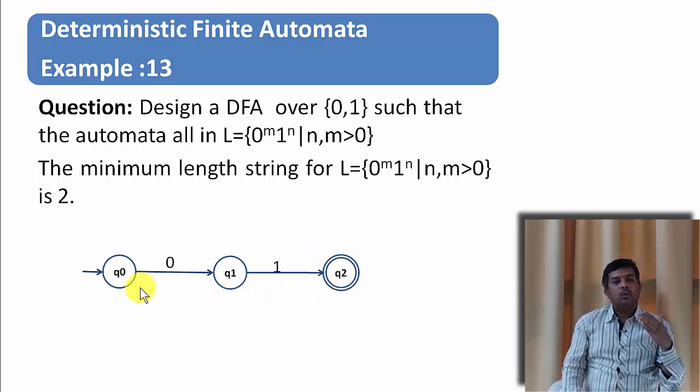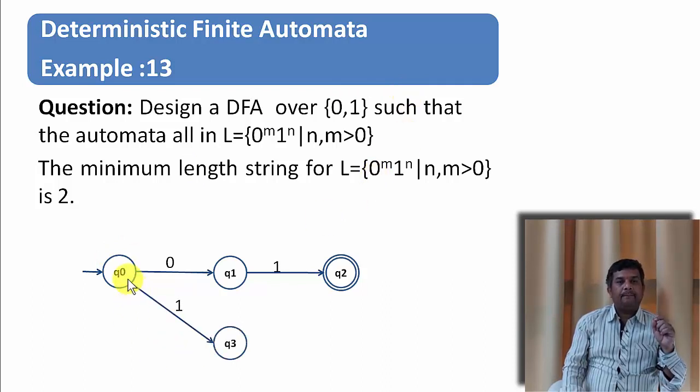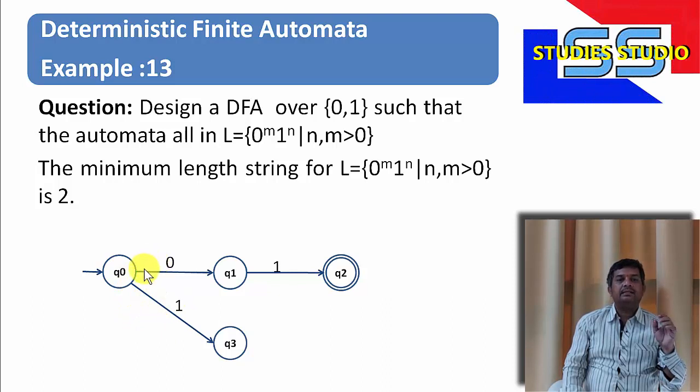Now let us discuss what are the other input symbols that are missing here. On Q0, 0 is defined. What about 1? If any 1 comes before anything else, it's supposed to go to a dead state, because the string must start with 0. So whenever a 1 appears first, it's supposed to go to a dead state. For state Q0, 0 and 1 are defined.